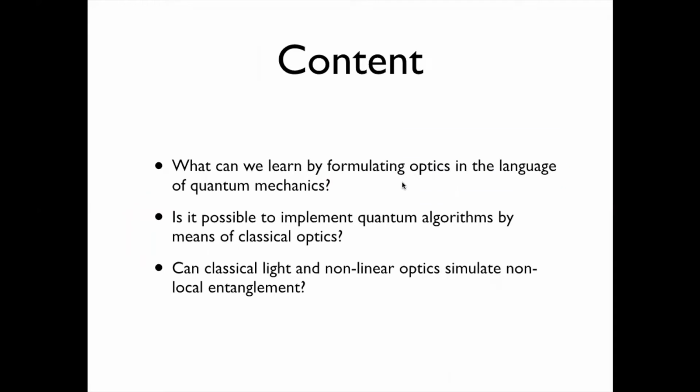And I want to ask today 3 questions. Namely, what can we learn from formulating optics in the language of quantum mechanics? Then, is it possible to implement quantum algorithms by means of classical optics? And can classical light and nonlinear optics simulate non-local entanglement?